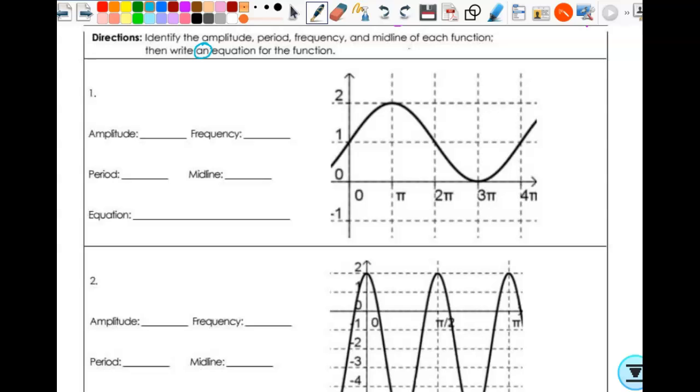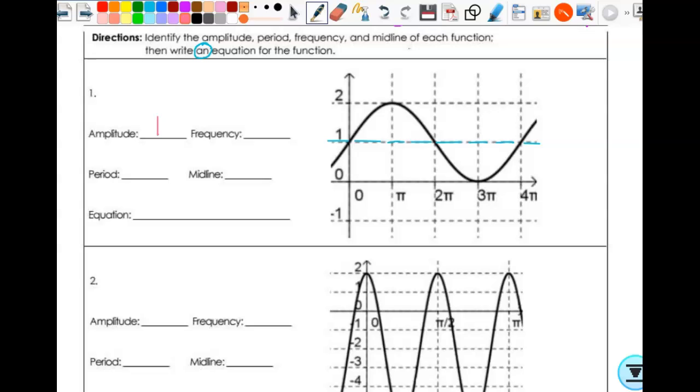So when I have the graph and I want to get this information, the first thing I'd want to do on there, just like the first thing I want to do when I graph, is draw in the midline, because that's going to help me with a couple of things. So there's my midline, right in the middle, just like it sounds. So with the midline, from the midline up to the maximum, that's going to be the length of my amplitude, which is 1.